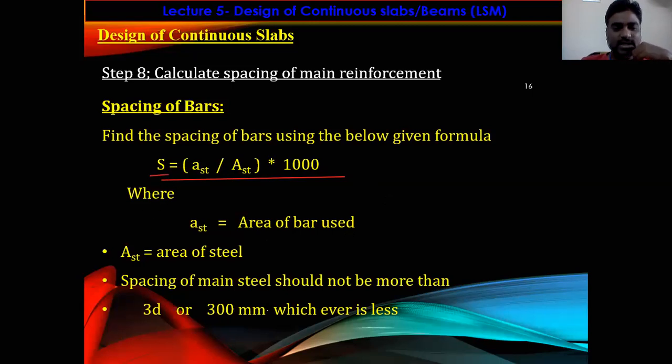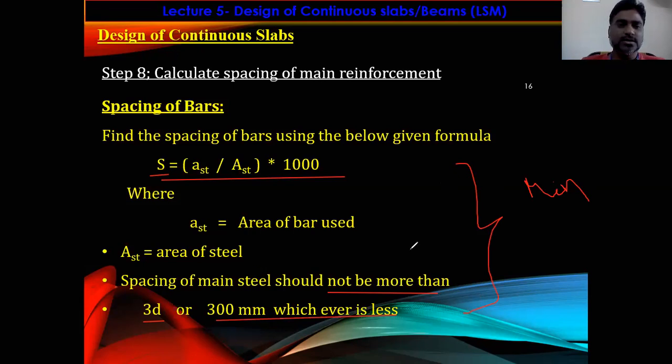And as per IS 456-2000, the main steel spacing should not be more than the following: 3D or 300 mm, whichever is less. That is, 3 into the effective depth of the slab and 300 mm, whichever is less. So calculate all these three spacings, out of which provide the minimum. Whatever minimum you get from these three should be provided. So that will satisfy all the conditions. Right? So this is how you determine the steel required in tension.